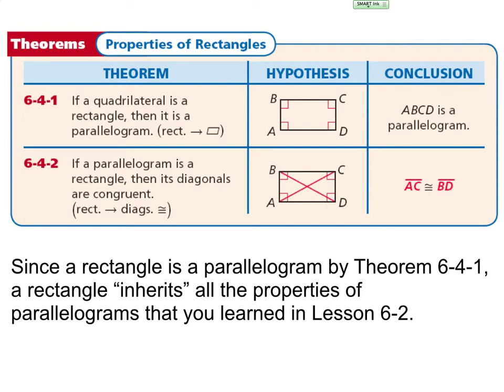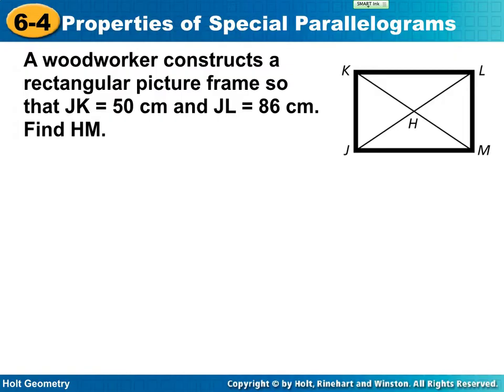Okay, so here were your theorems, 6.4.1. Let's do a couple problems related to rectangles. A woodworker constructs a rectangular picture frame. We want JK to be 50, JL to be 86, just on your paper. So JK is 50, and JL, that diagonal, is 86. We're supposed to find HM.